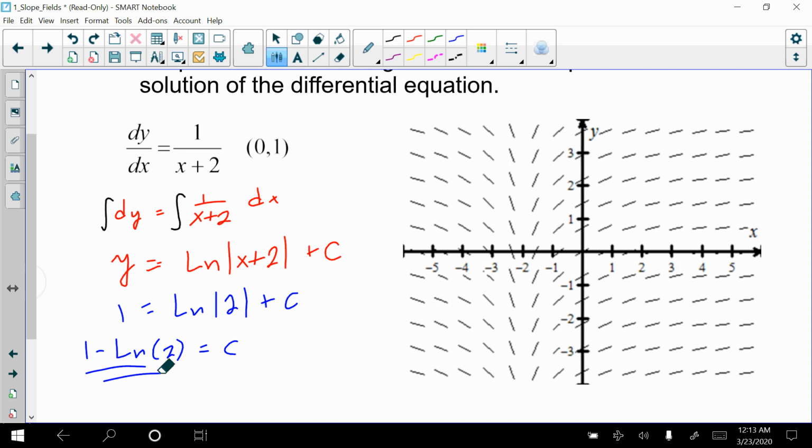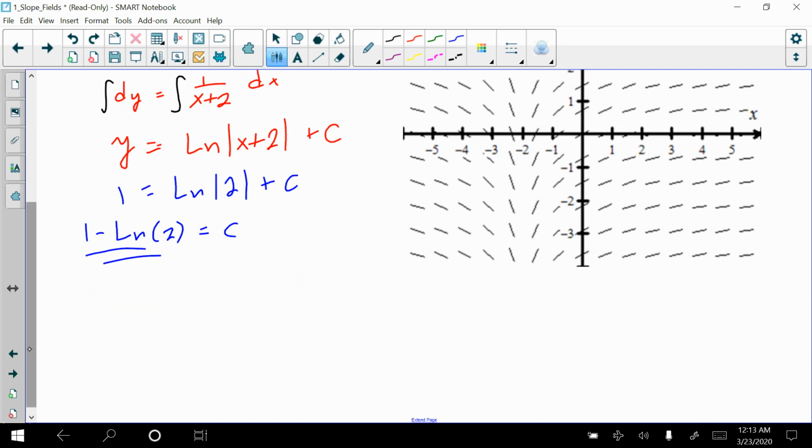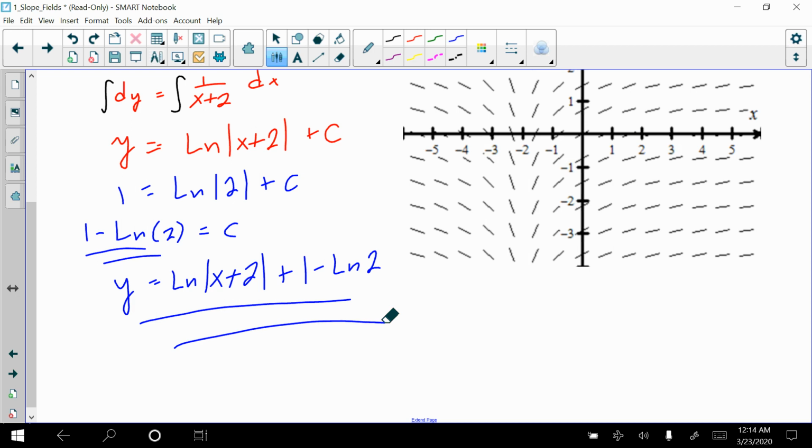And that's not going to be a pretty number, so I'm going to just leave it as an exact value there. So here we would get our particular solution, is the word they use, to be y is equal to the natural log of x plus 2 plus 1 minus natural log of 2 for c. All of this here, the 1 minus natural log of 2, that whole thing is c, and this would be our particular solution.